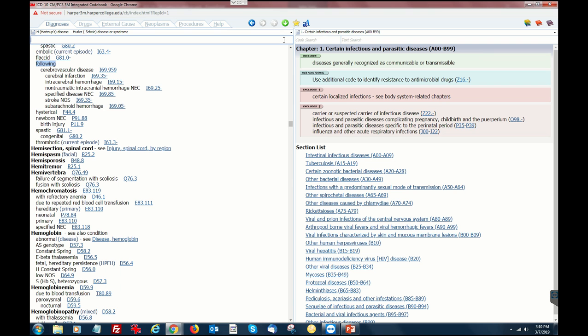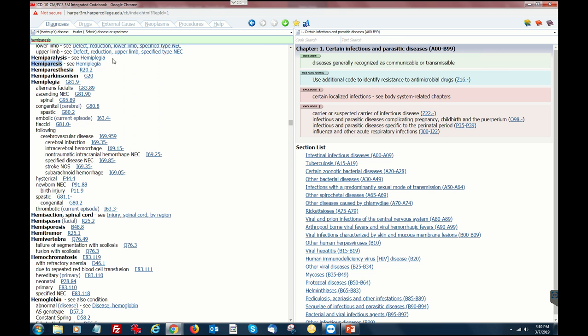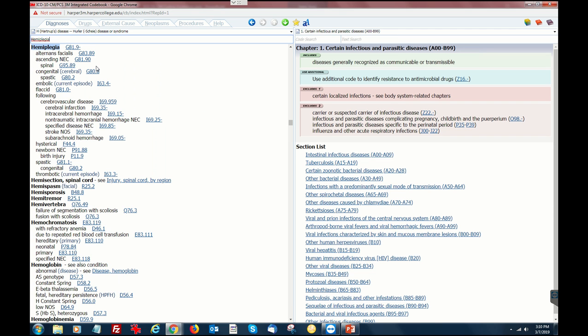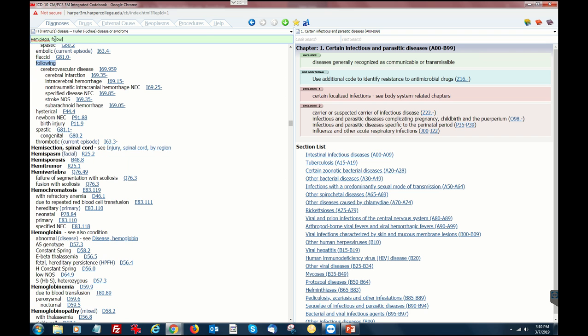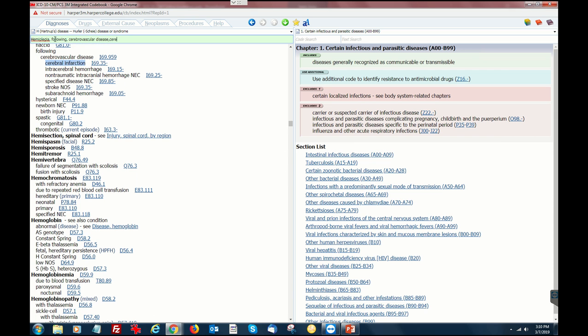We start with the word hemiparesis, and it says see hemiplegia. Hemiplegia. Remember, it's an old one, so following cerebrovascular disease, cerebral infarction, I-69.35.